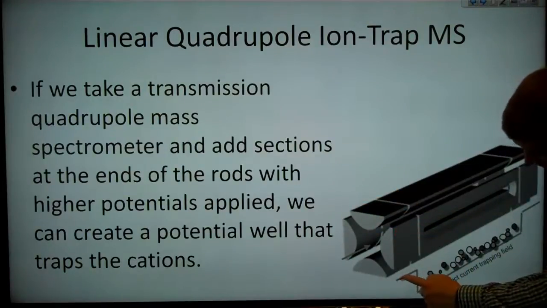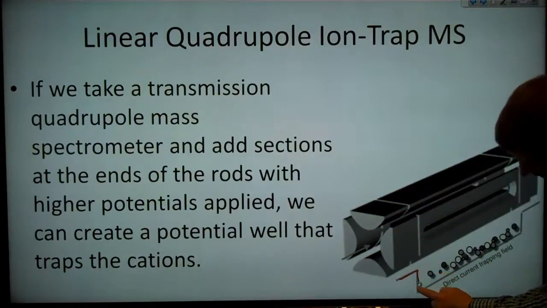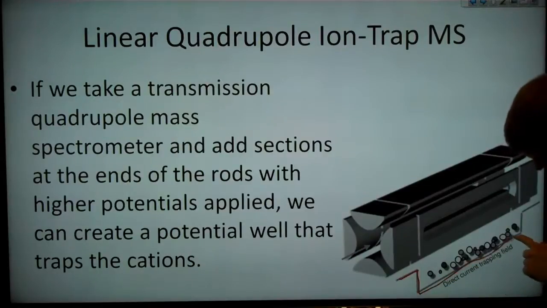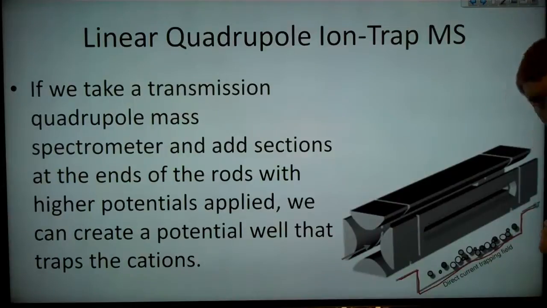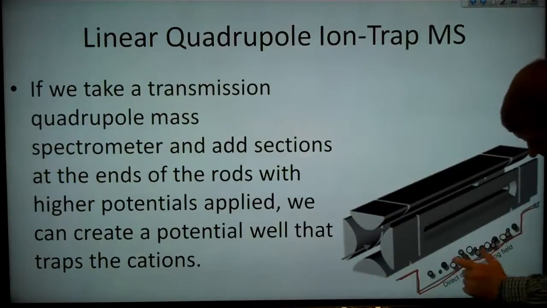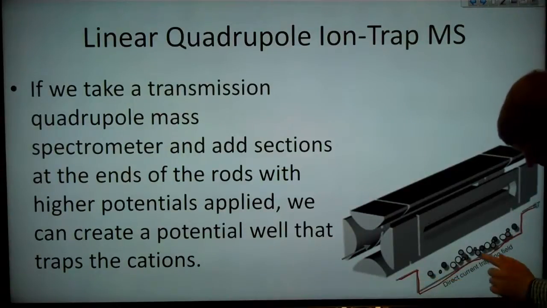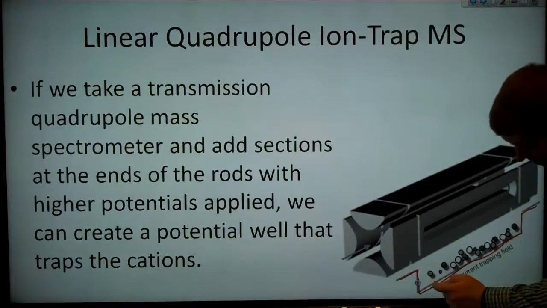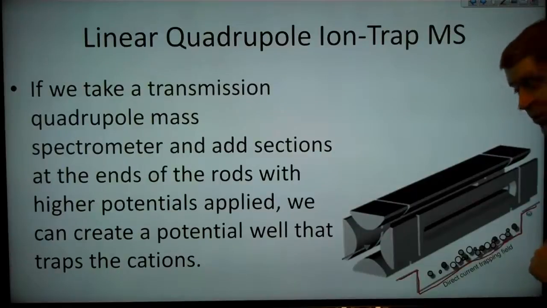So you can see here we have a higher potential, and then it drops down for the majority of that rod, and then we have another cap at the other side that is giving us now this potential well, and we have our ions that are trapped between these two regions of higher potential.